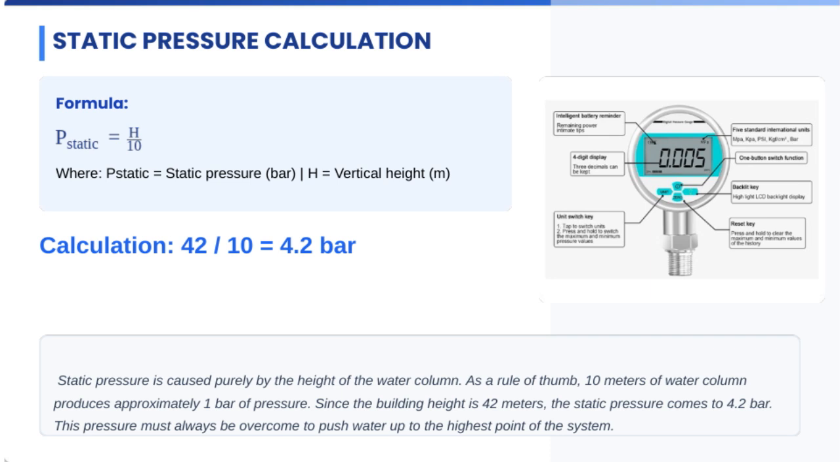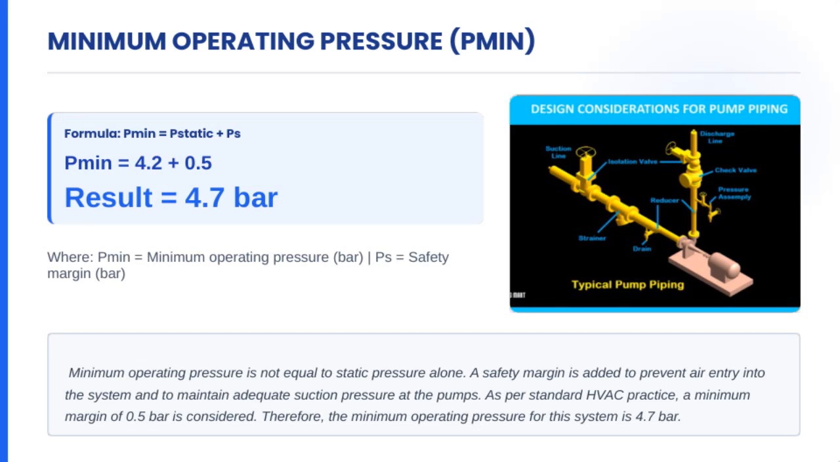This means that to push water all the way to the top of a 42-meter high building, we need at least 4.2 bars of static pressure. It's important to remember, because this pressure has to be overcome by the system's pump or other means to ensure water reaches the highest point. Understanding this concept helps us design effective water systems, ensuring enough pressure is available for proper flow throughout the entire building. Let's talk about the minimum operating pressure, or Pmin, for this system.